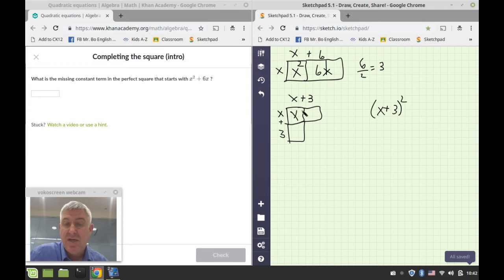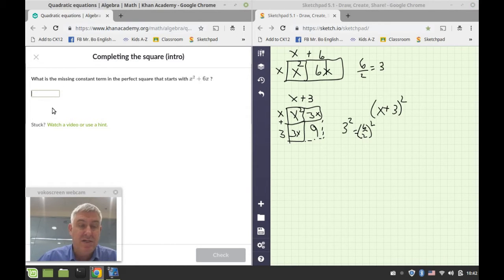Okay, and this is x squared, 3x, and how big does this part need to be? All right, what do we need in here? Well, that's 3 times 3, or 3 squared, which is 6 divided by 2 squared, x squared plus 6x, 6 divided by 2 squared, and that's 9. So our missing constant term over here is 9.